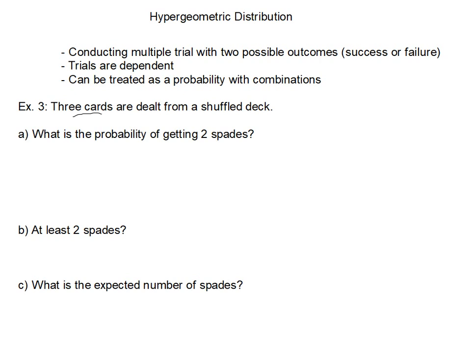As soon as I deal out the first card, the probability of getting anything else from the rest of the deck changes, because now I have one fewer card in the deck. So these trials are dependent. The fact that they're dependent means we're talking about a hypergeometric distribution rather than a binomial distribution. So what is the probability of getting 2 spades? So the probability that x equals 2. I should start out by saying let x represent the number of spades.